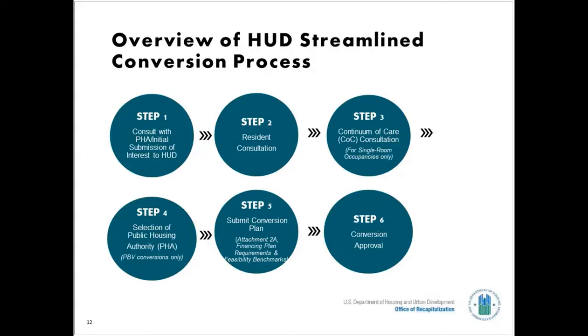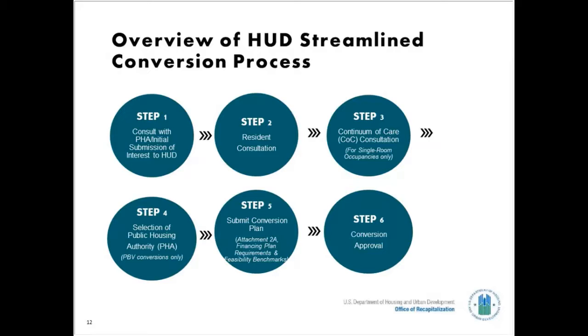And as you see on your screen, there are about 6 steps that will bring you to the conversion approval. The first 3 steps are related to contacting and informing the stakeholders or the affected parties of your plans to convert your Mod Rehab or Mod Rehab SRO contract to either a PBV or a PBRA contract. So step 1 is you'll consult with the PHA that is currently administering your Mod Rehab contract and submit a submission of interest to HUD.